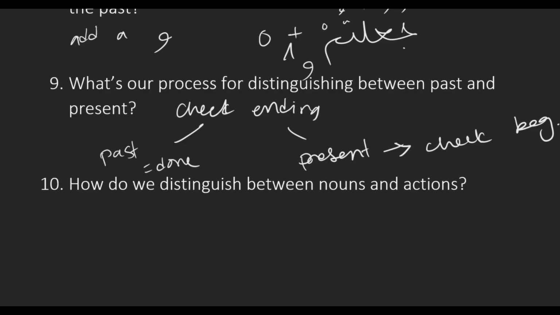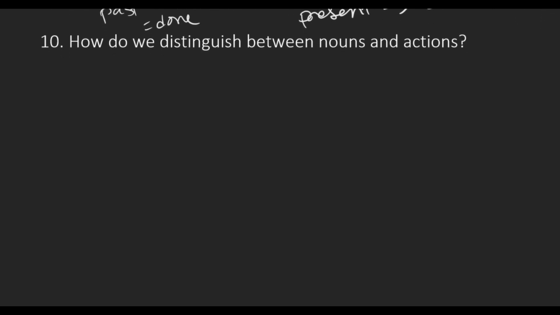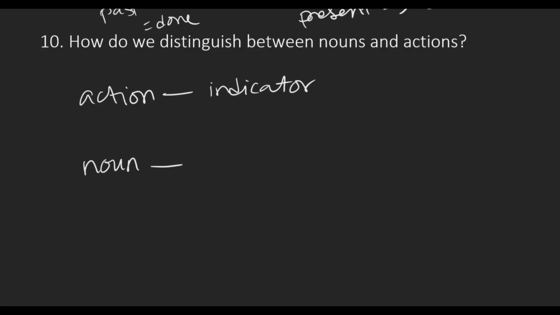And last question, how do we distinguish between nouns and actions? Well, actions have indicators. So if it's past tense, it's going to have a past tense indicator. If it's present, it'll have beginning and ending. And so if it doesn't have those indicators, then it's a noun. And then there were some other clues we used to determine what a noun is. Okay, I remember some of them. I remember the double accents. Okay. I remember al, because you can't say "the he walked."